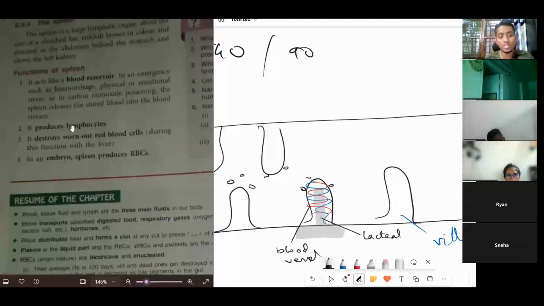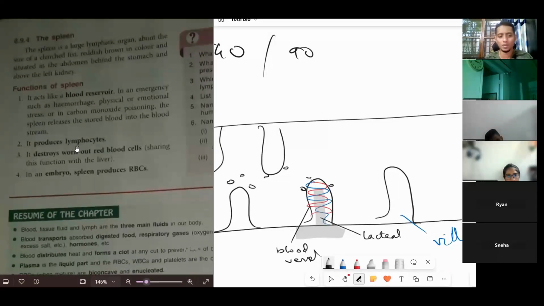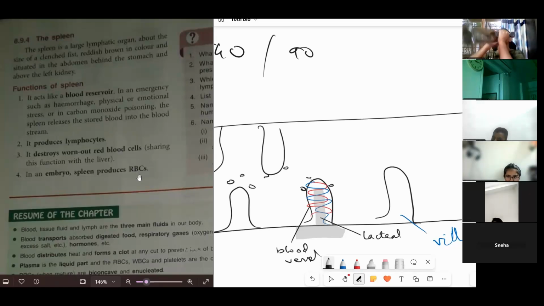Okay, so these lymphocytes are produced in the spleen. It makes sense, no? The word lymphocyte means in the lymph. And spleen is a lymphatic organ. Next, it destroys worn out red blood cells. We saw this. In an embryo, spleen produces RBCs. This also we saw when we were studying about RBCs.